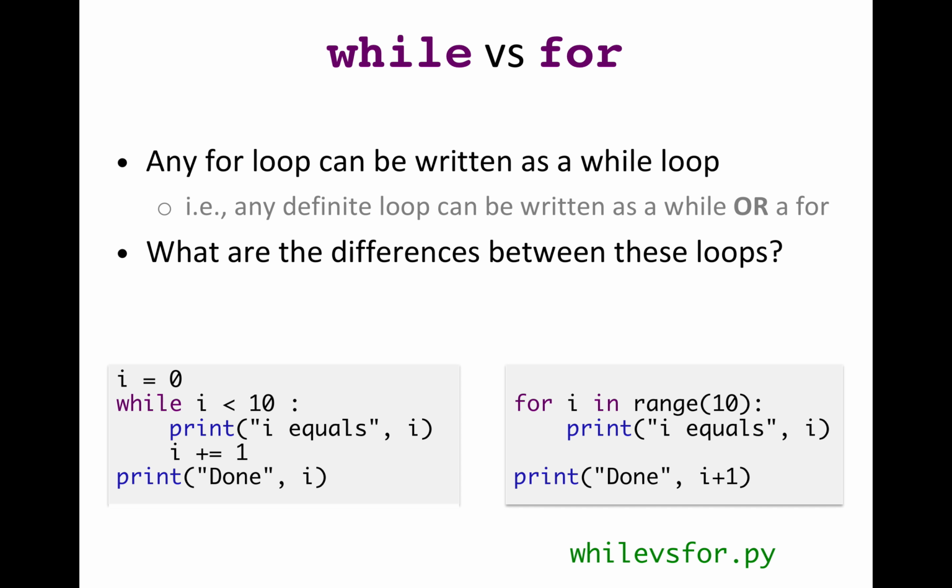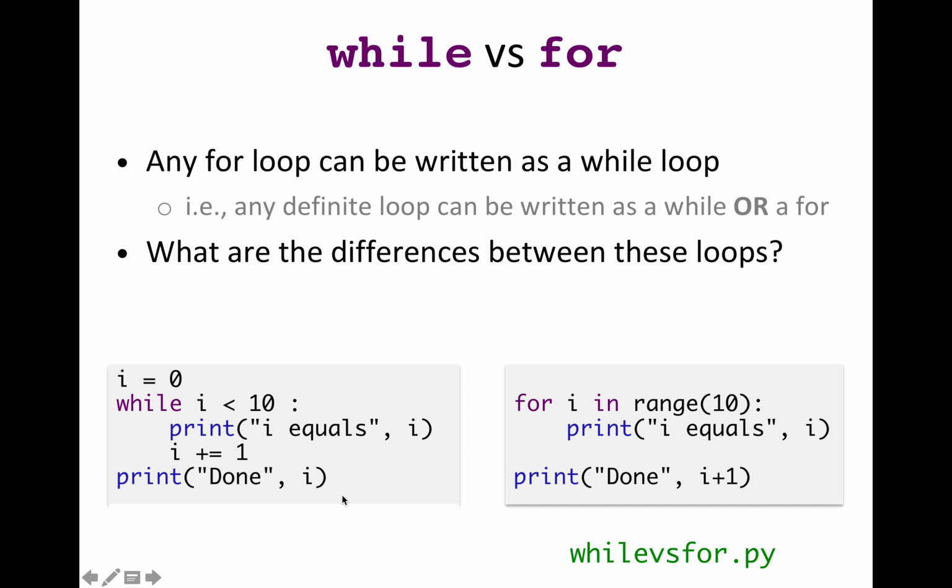So the first step is identifying any differences between these loops. In the while loop on the left, the treatment of the variable I is very explicit. We're initializing it to 0, while I is less than 10, and then we're adding 1 to it each time. In the for loop, for I in range 10, you have to know the semantics of range and the semantics of the for loop itself to understand that what's happening to variable I is in essence happening over on the right-hand side in the for loop.